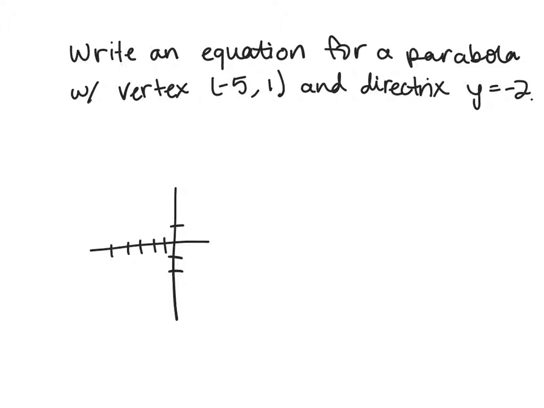To write an equation for this parabola, first we're going to want to graph the information it gives us so we know which way it's opening. So if we have a vertex at (-5, 1), we have a directrix at y equals -2. The parabola is always going to open away from the directrix, because it's towards the focus. So we know it's going to be opening up. So what this tells us is we have a vertical parabola opening up.